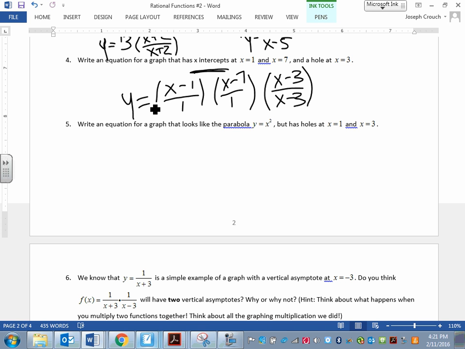Okay, number 5 here. It says write an equation for a graph that looks like this parabola, but has holes at x equals 1 and 3. So think about it this way.